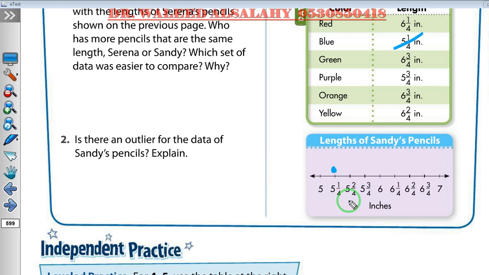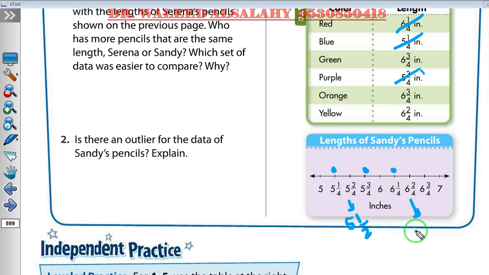5 and 2 over 4 is the same as 5.5. Is there 5.5 or not? There is no 5.5. 5 and 3 over 4, is there or not? There is, yeah, 1 time. 5 and 3 over 4, 1 time only. Is there exactly 6 or not? There is no exactly 6. There is 6 and 1 over 4, 1 time. See, it's 1 time.